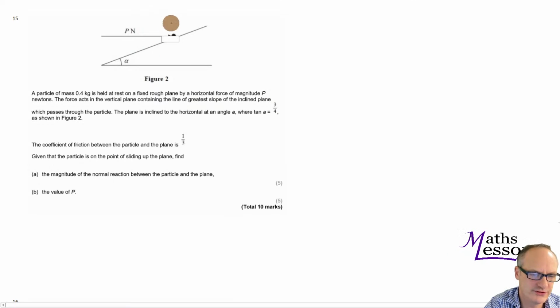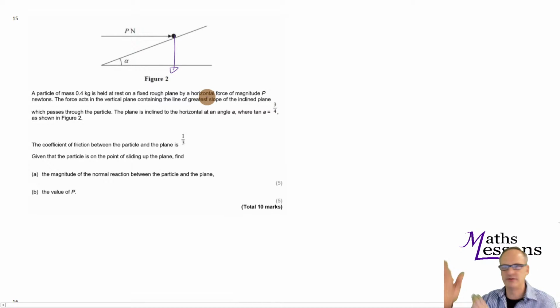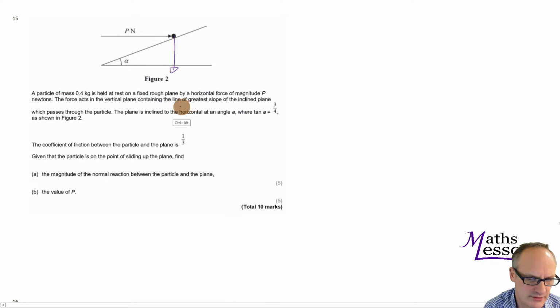All the forces we're going to have, if we draw these, are in one vertical plane. There's none that's sort of skewed to the side or anything. So the weight's going to act straight down. So we've got 0.4g acting straight down there. And we've also got the normal reaction acting this way.